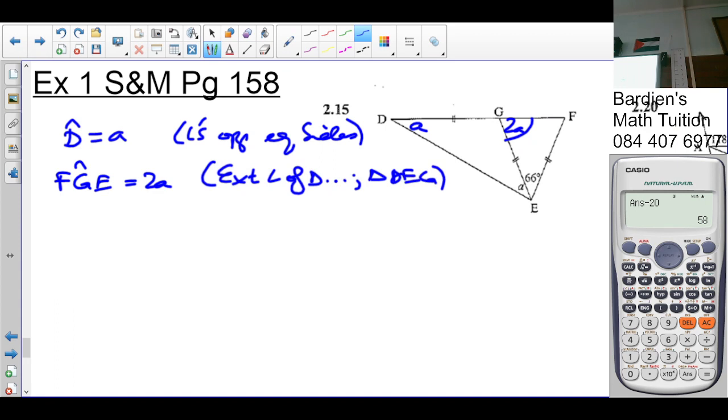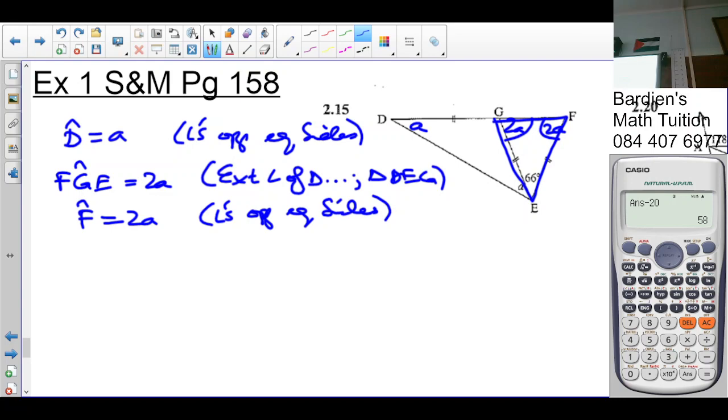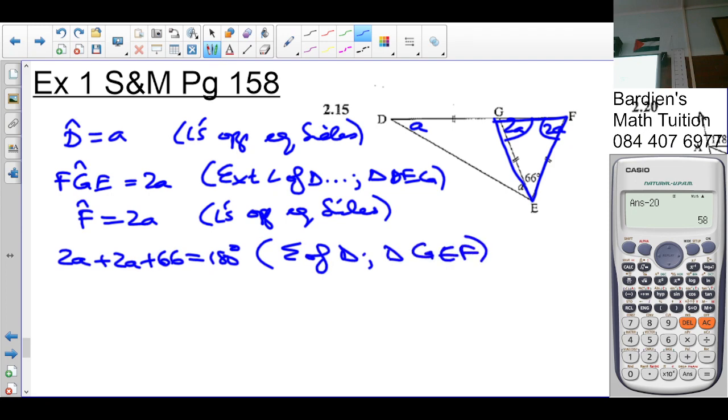Okay? Now what can we say? Angle F is equal to 2a, angles opposite equal sides. Now what can we say? 2a plus 66 plus 2a is equal to 180. 2a plus 2a plus 66 equals 180, sum of angles of triangle GEF or FEG or whatever. Take it over the equal sign, so 2a plus 2a is 4a. It's equal to 180 minus 66, which is 114.